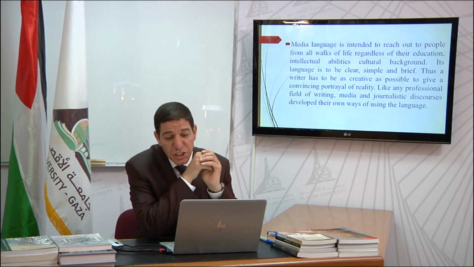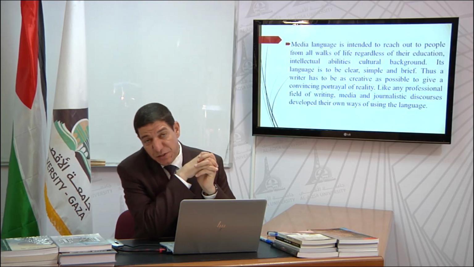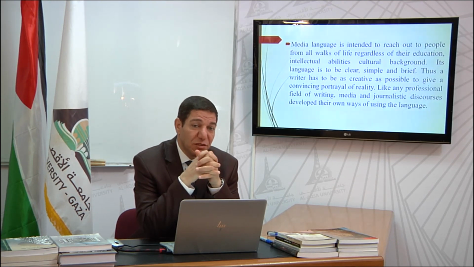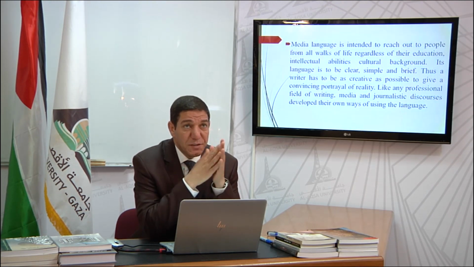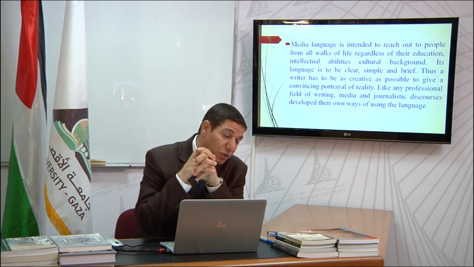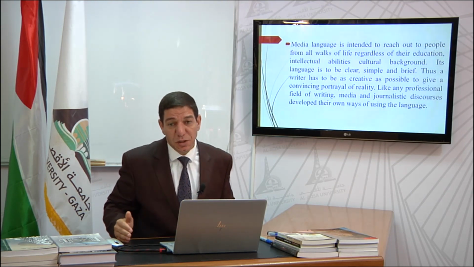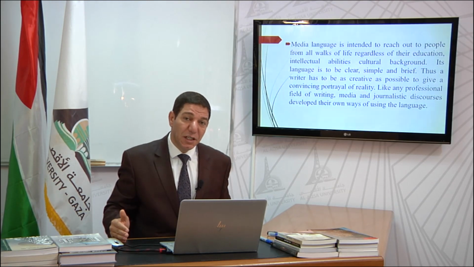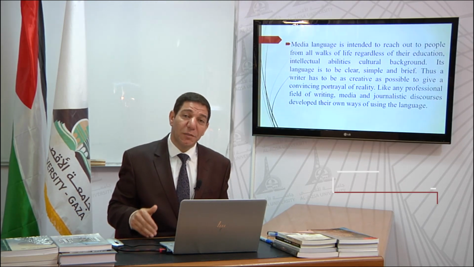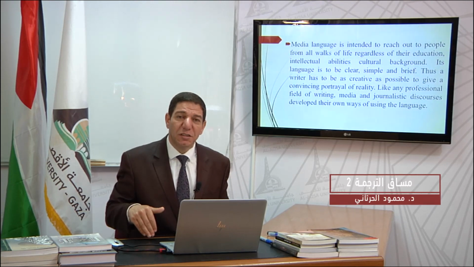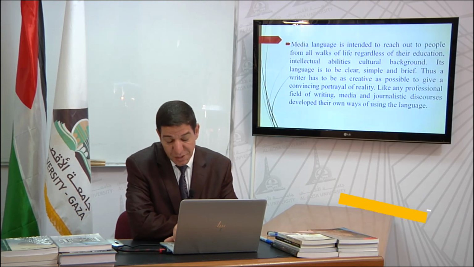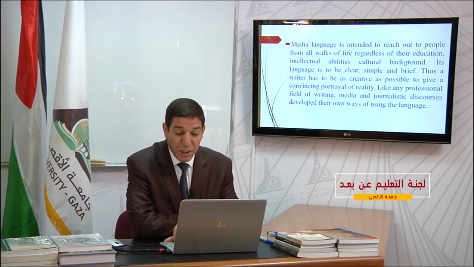Media language is intended to reach out to people from all walks of life. This is very important. As a translator, you need to pay attention to this fact, that you are not only translating for the elite. A news story is meant to reach out to as many people as possible. So you have to take care when you translate from English into Arabic. A story needs to be legible, needs to be approachable by ordinary people. And here we will need what is called trans-editing, okay? Its language is to be clear, simple, and brief. The language of news must be simple and brief.